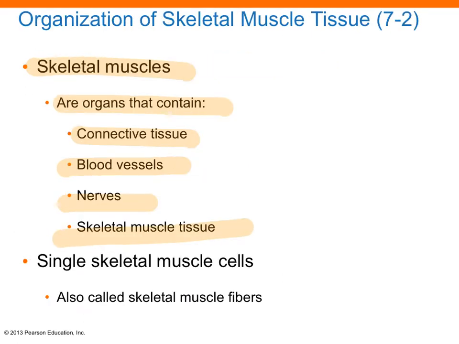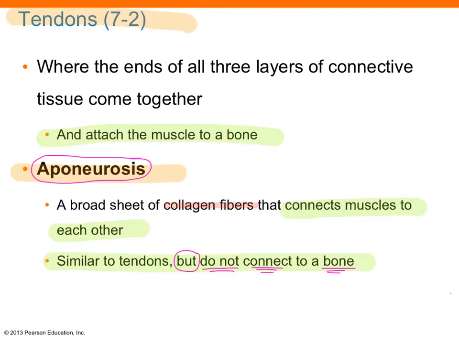Next is the organization of the skeletal muscle tissue. Skeletal muscles are organs that contain a connective tissue, blood vessels, nerves, and skeletal muscle tissue. Tendons are where all the 3 layers of connective tissue come together and attach the muscle to the bone. So tendons attach muscle to bone. And aponeurosis is a broad sheet of collagen fibers that connects the muscles to each other. They're similar to tendons, but they do not connect muscle to bone.